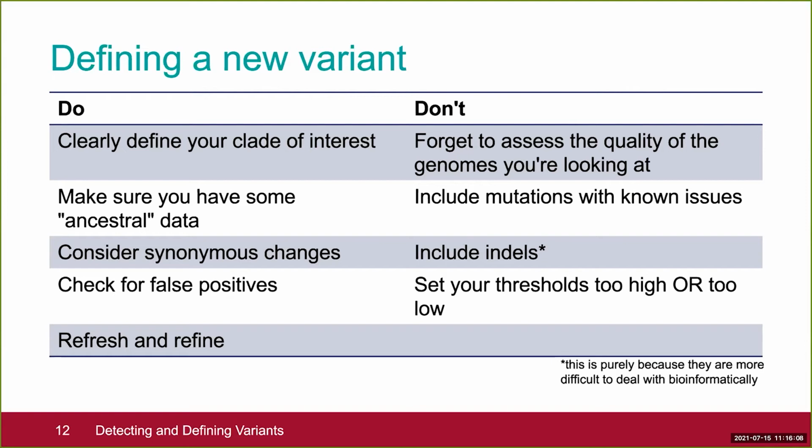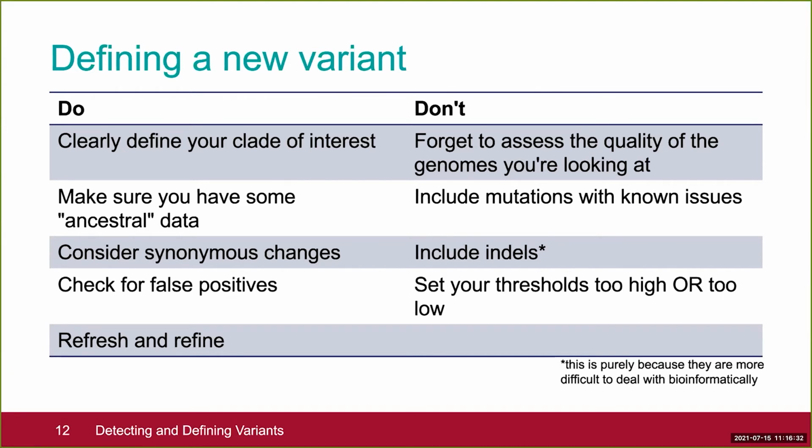And in terms of your don'ts, the biggest thing is assessing the quality of the genomes that you're looking at, especially when all you have to go on is a FASTA sequence. So you have no raw data to make a judgment on mixed bases or why specific regions are missing. You just have to look at the FASTA sequence and make a decision about whether you think that is a reliable genome.